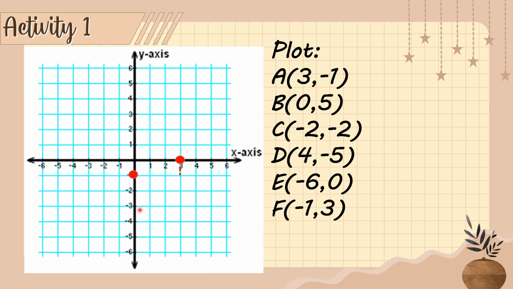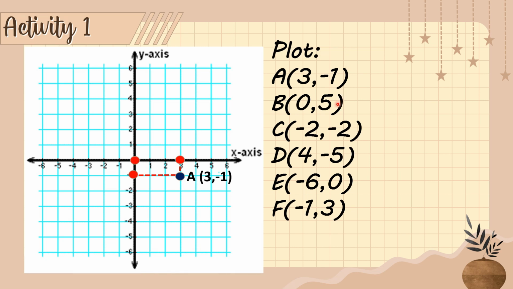Then, where the two meet, we go down 1, then move to the right 3. That is where they meet. Therefore, that is point A, which is (3, -1). Now, let's proceed to ordered pair B. This is 0.